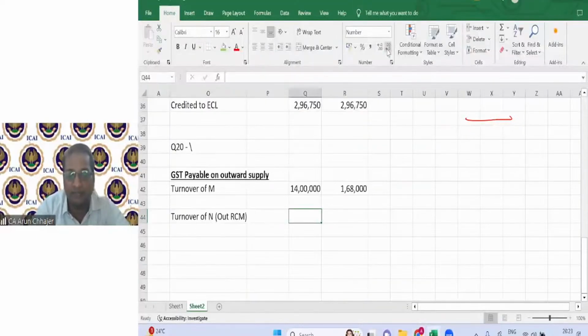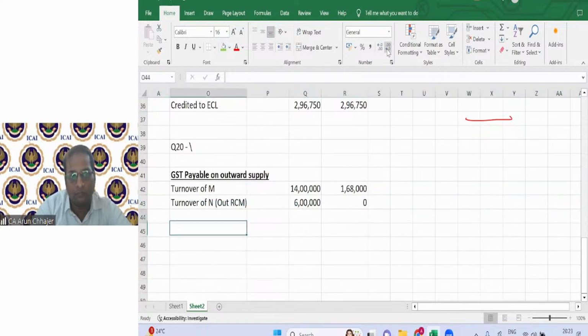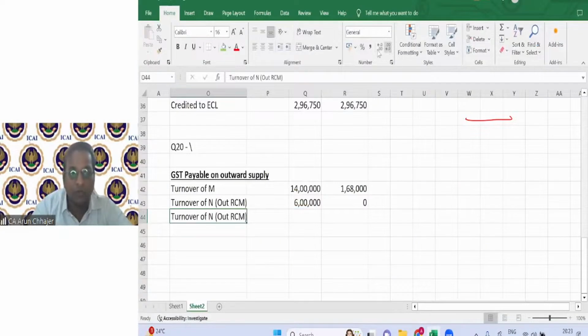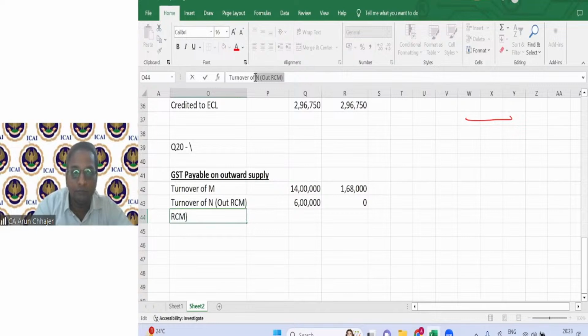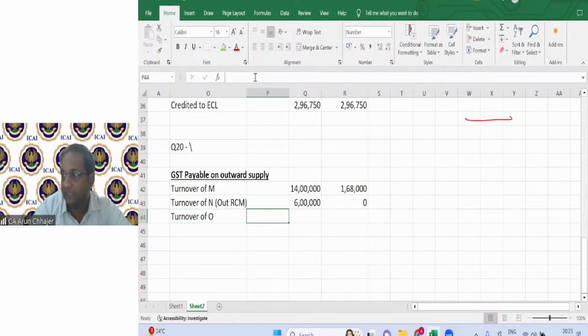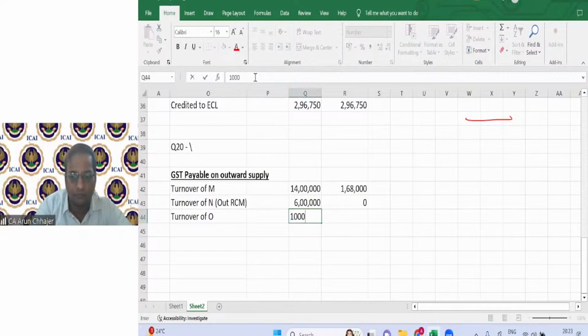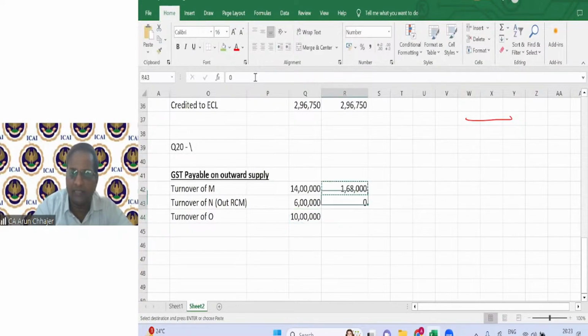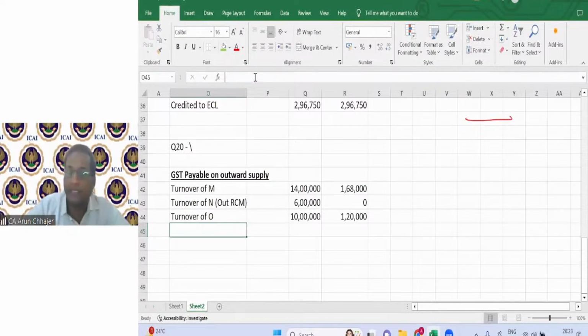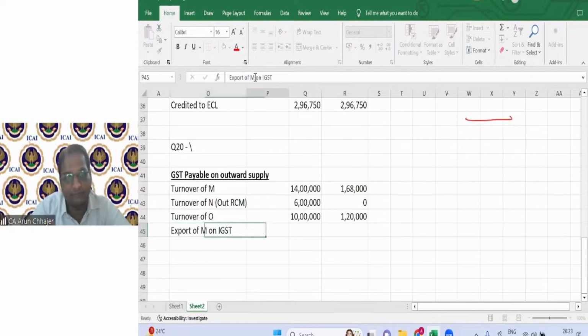How much was the sale? 6 lakh. Do we need to pay the tax? Answer is no, outward RC. Turnover of O. Correct. How much was the tax? Simple. What is the tax rate? Same. Assuming 12%. Given in the question, not assuming. Okay. Then export of M on IGST.